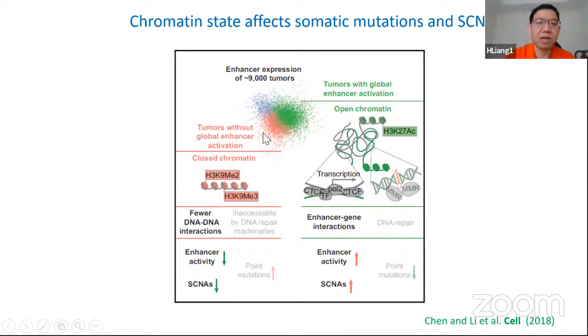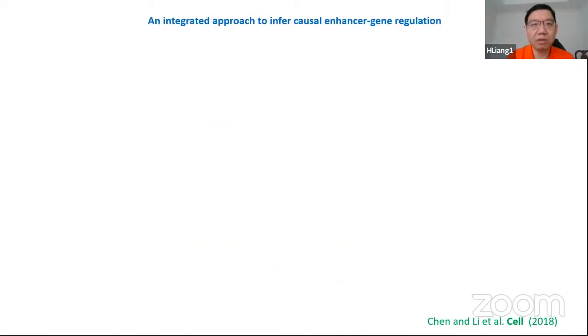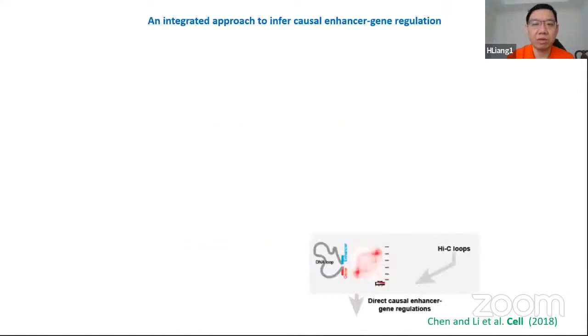In contrast, there's another group of tumors that generally don't have global enhancer activation. They have closed chromatin. Because their DNA is well wrapped around nucleosomes, they have fewer DNA interactions. Therefore, they have fewer copy number changes, but they don't have more mutations because of the inaccessibility to the DNA repair machinery. Using enhancer RNA, we can also build an enhancer-gene regulatory network.